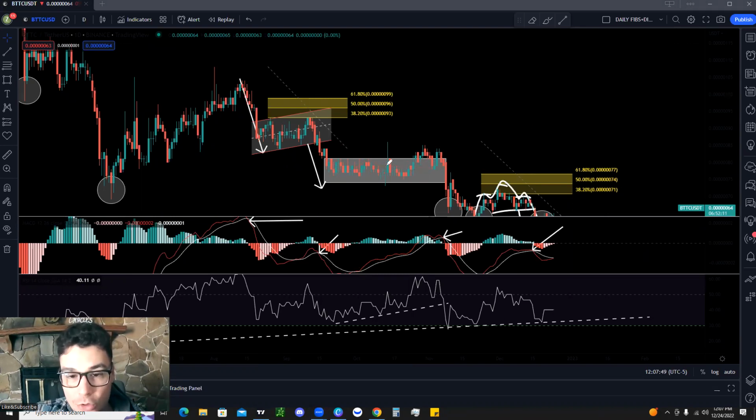And that may be due to us wicking up right here. But we also have bullish divergence going on. So you see we have the low, we have the higher low, we have the higher low. We're holding this trend line right here, and we're really just consolidating sideways, building strength in the token.